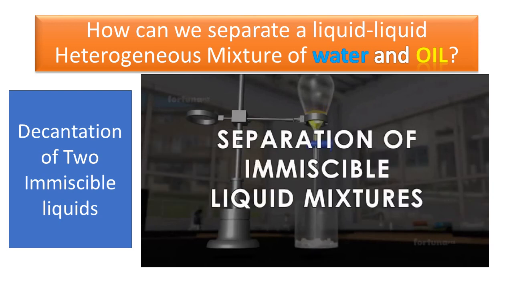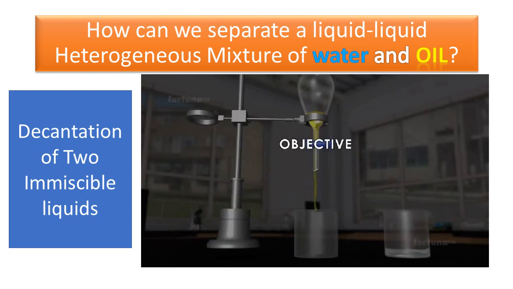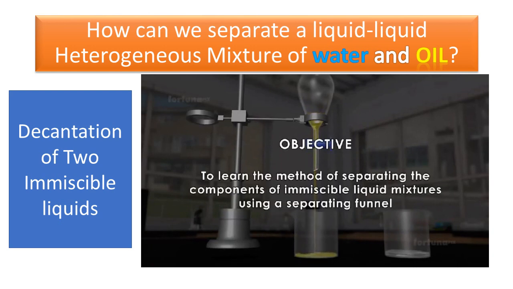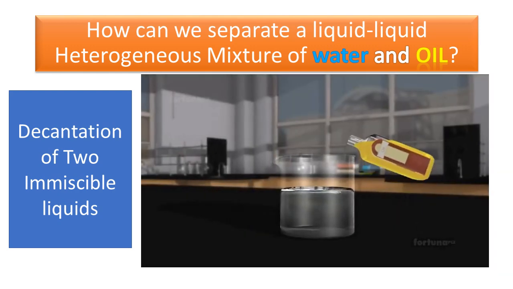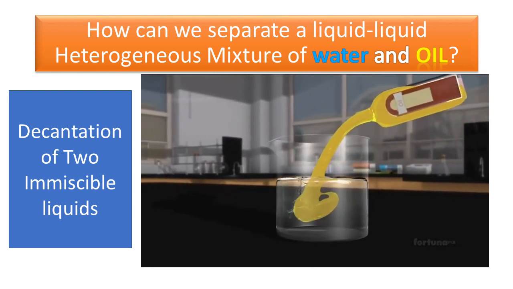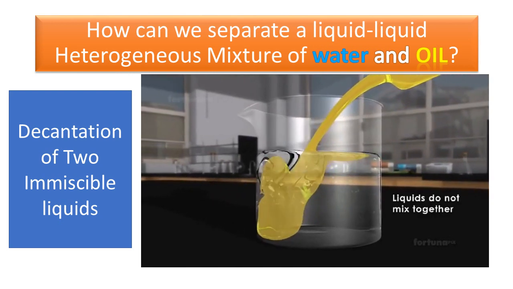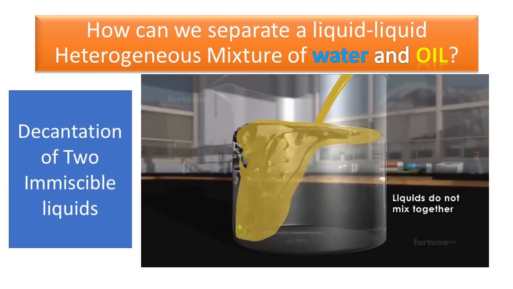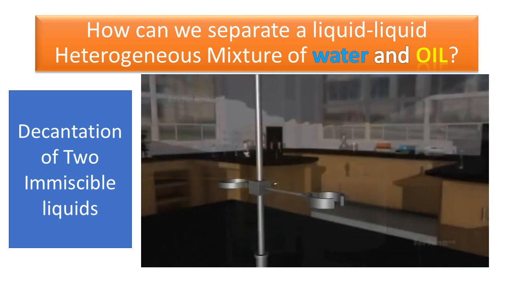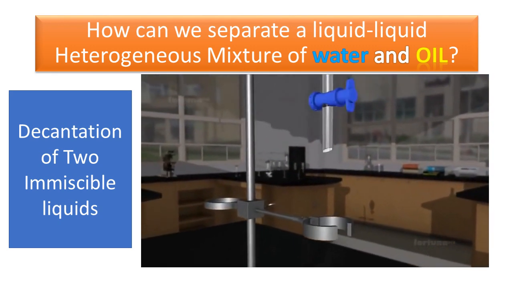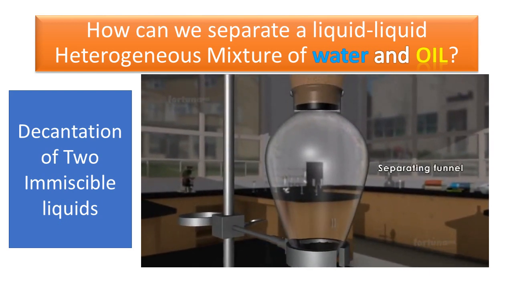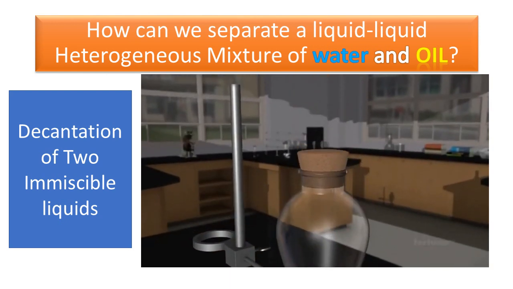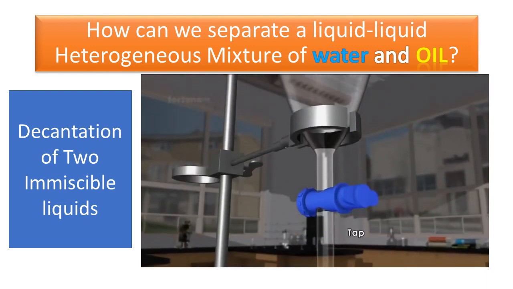Separation of immiscible liquid mixtures. Objective: to learn the method of separating the components of immiscible liquid mixtures using a separating funnel. Mixtures of liquids can differ based on how easily they blend together. When liquids do not mix together and form a homogeneous mixture, we say they are immiscible. A mixture of immiscible liquids can be separated using special laboratory equipment called a separating funnel. The separating funnel is a cone-shaped glass container with a globe-like top. It has a stopper at the top and a tap at the bottom.